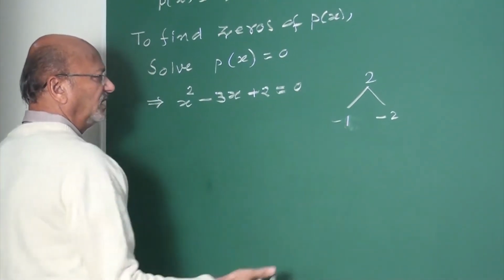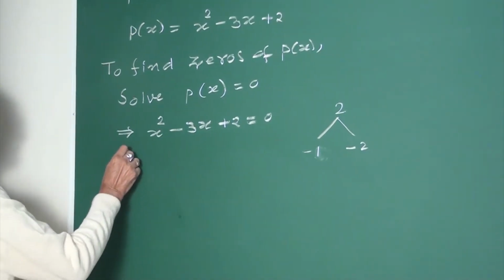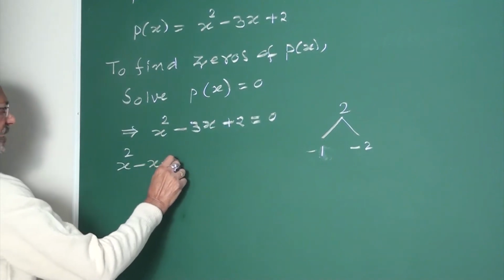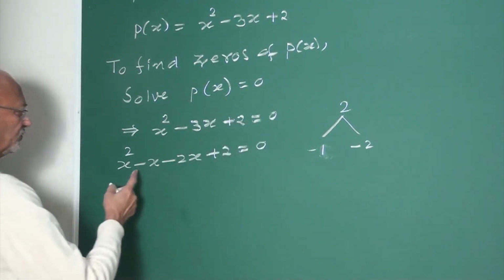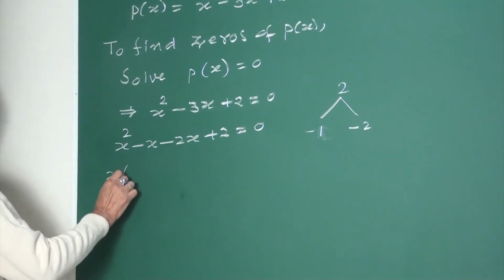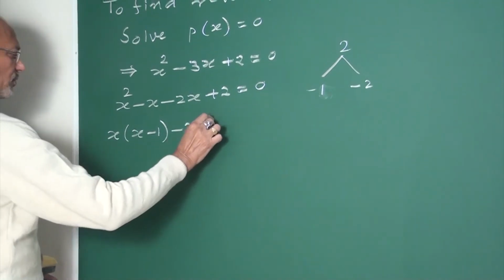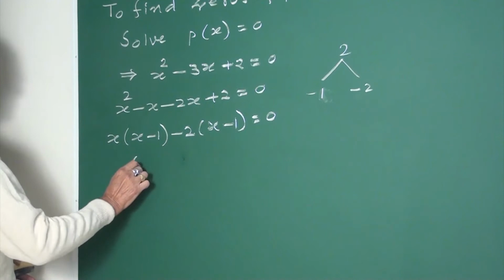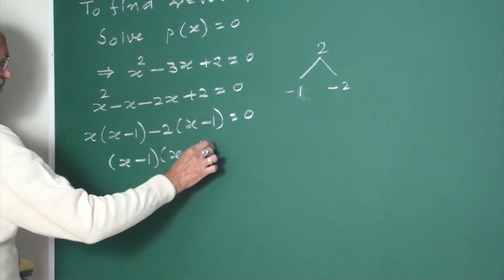Yes, my friend. Then you can write its factors. You know the method, the high school method. Here: x square minus x minus 2x plus 2 equal to 0. Here x is common, and minus 2 is common. x minus 1 equal to 0. So it is x minus 1 into x minus 2 equal to 0.